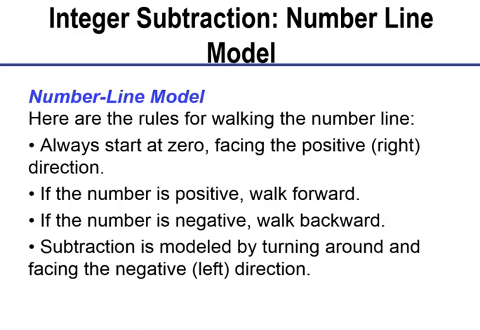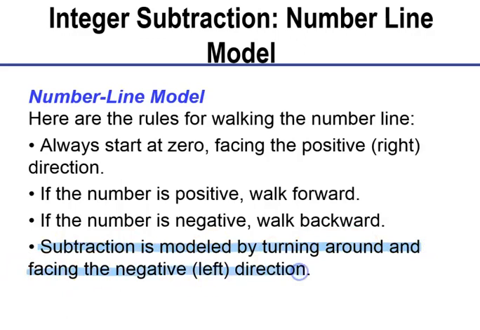Well, when you subtract, you face the other way. So here's the rule. Let me read exactly what it says. Here are the rules for walking the number line. Always start at 0, facing the positive right direction. That's the way you start. If the number is positive, you walk forward. If the number is negative, you walk backward. Subtraction is modeled by turning around and facing the negative or the left direction.